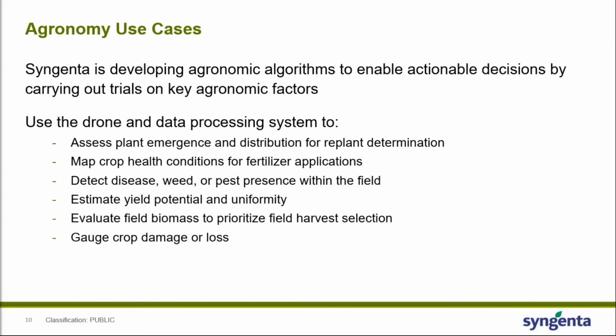Detecting disease, weed, or pest presence. Estimating yield is another big one when it comes closer to harvest time, and evaluating when to harvest, and really the damage or loss that you could have when extreme weather or other conditions occur. These are just a few.